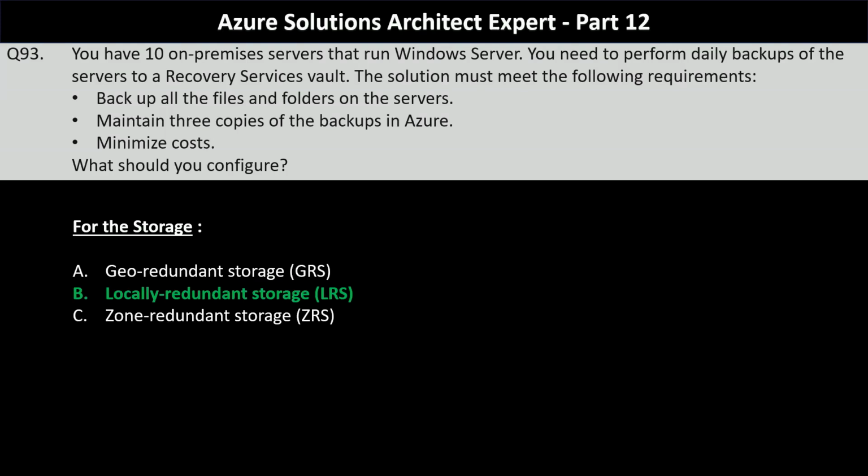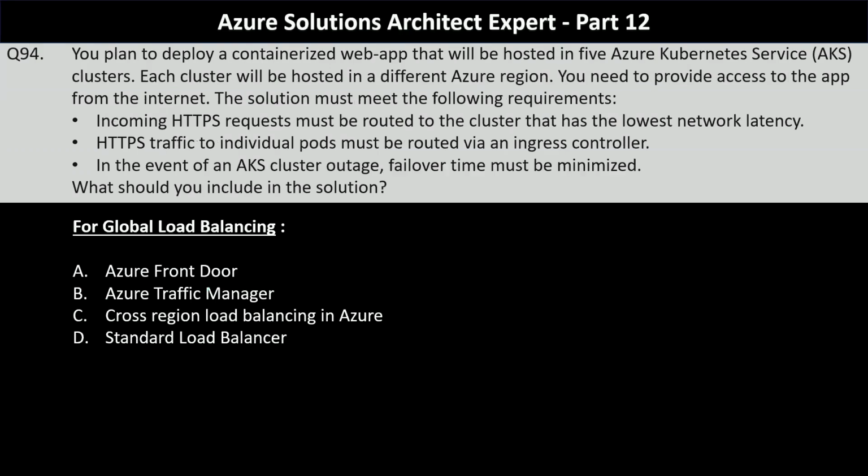With this, let's look at question number 94 of the series. You plan to deploy a containerized web app that will be hosted in 5 Azure Kubernetes Service clusters. Each cluster will be hosted in a different Azure region. You need to provide access to the app from the internet. The solution must meet the following requirements.